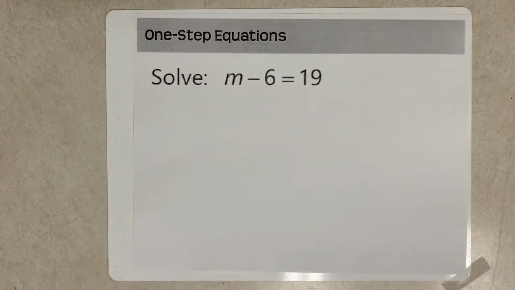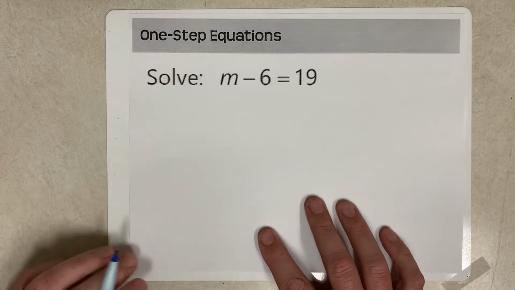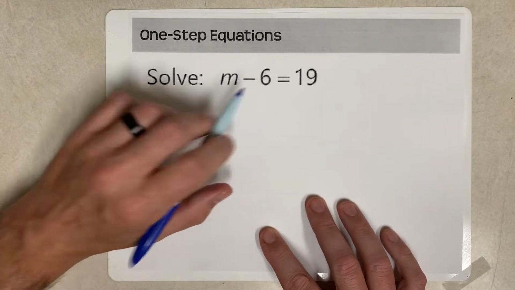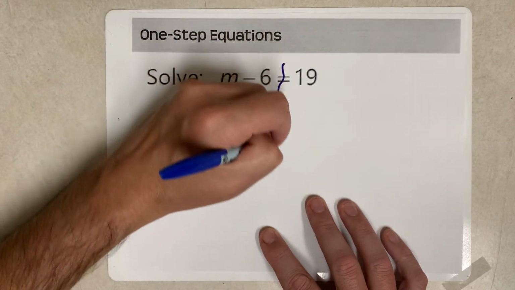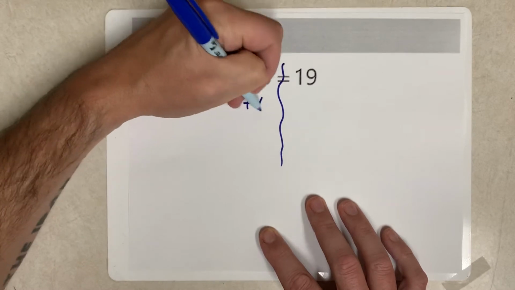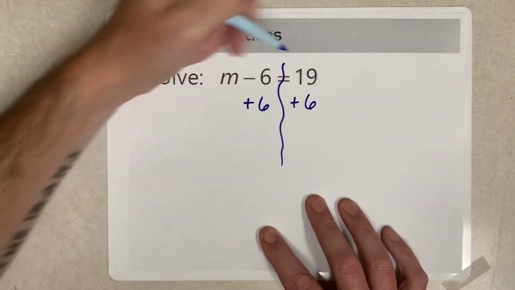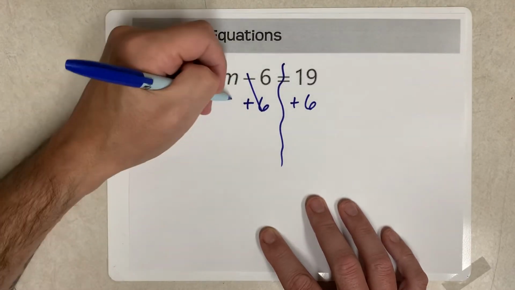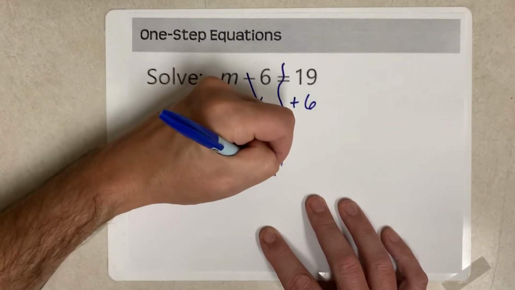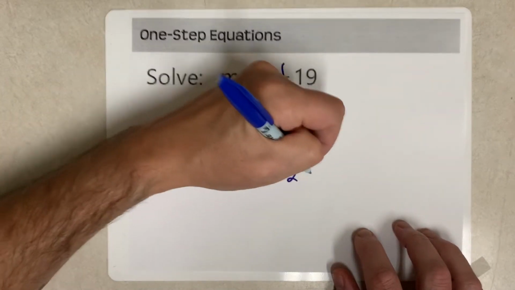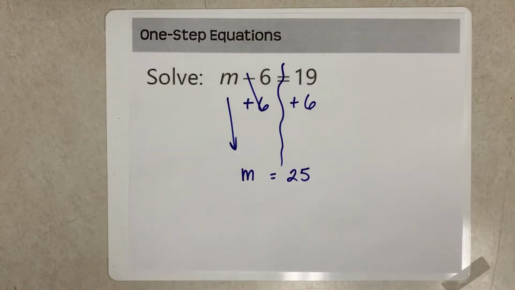Okay, here we have this one. m minus 6 is equal to 19. Here I'm subtracting a 6 from the m, so I really need to get rid of that -6. So here's my river. To get rid of a -6, I need to add 6 because that's the inverse operation. Additive inverses should always cancel out. I'm going to bring down my m, equals 19 plus 6 is 25, and 25 is my solution.